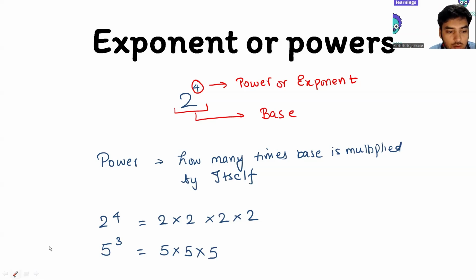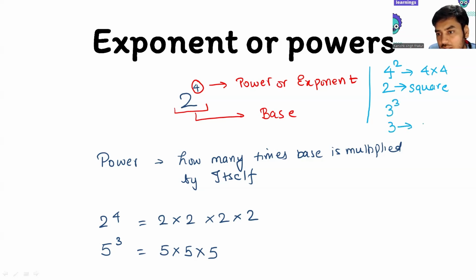Okay. Now, if this power is 2 of any number, we call it square, right? Suppose I write 4 square, right? So when power is 2, I call it square, right? And that will mean the number is multiplied by itself 2 times. Okay. Now, suppose I have, say, 3 cube, right? So this 3, I call it cube. Okay. And what will this mean? That 3 is multiplied by itself 3 times.